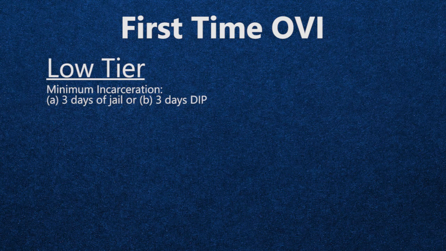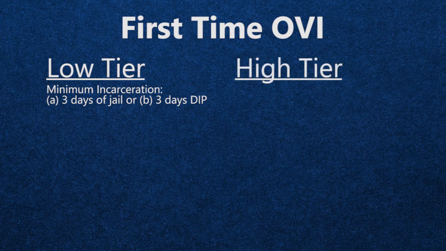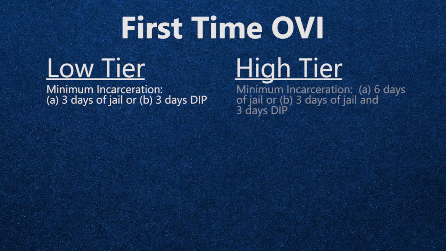If this is your first OVI in 10 years and you plead guilty, no contest, or are found guilty, the minimum penalty for a low tier will be either 3 days in jail or 3 days of a driver's intervention program, DIP, which is typically a 3-day seminar regarding drug and alcohol abuse held at a local hotel at a cost of near $500. For a high-tier OVI conviction, the minimum penalty increases to either 6 days of jail or 3 days of jail plus the 3-day driver's intervention program.